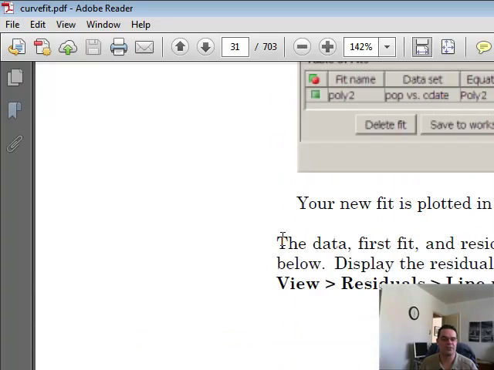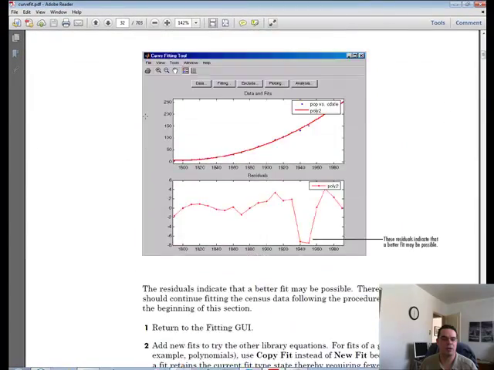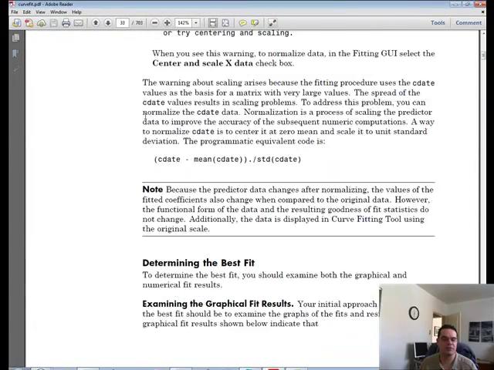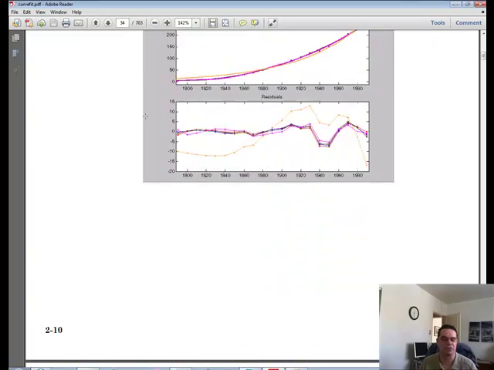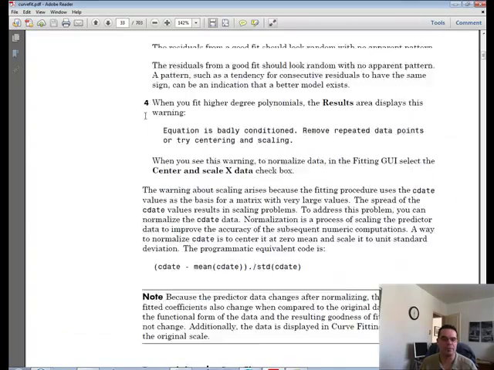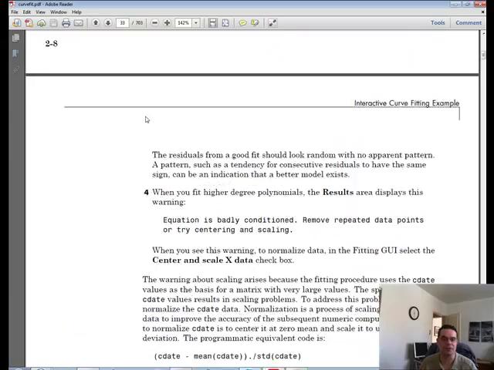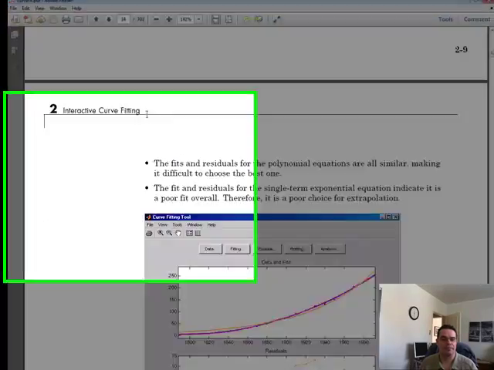Dare I say it's Microsoft manual quality from the early days of when Microsoft was really cool. I'm not saying Microsoft isn't cool. I think they are, but a lot of people think otherwise. That's their business, not mine.